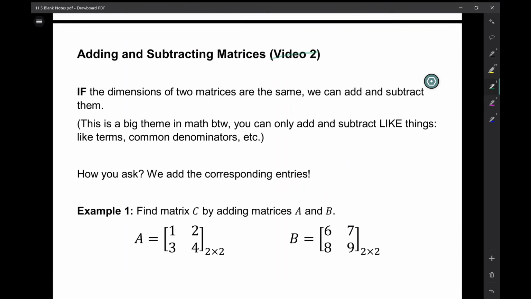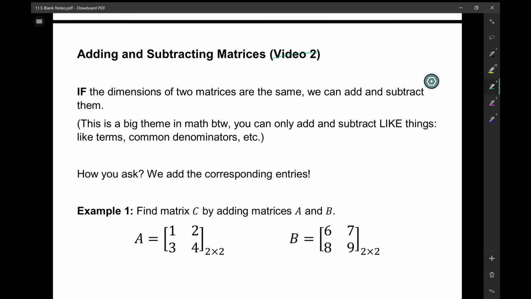How do you add and subtract matrices? Well, first of all, you need to make sure that the dimensions of the two matrices are the same. You can't subtract and add things that are not the same. And actually, this is a big theme that you should maybe have noticed so far. Maybe you haven't, but you can right now stop and notice in math, is that you really can only add and subtract like things. You can only add and subtract like terms.